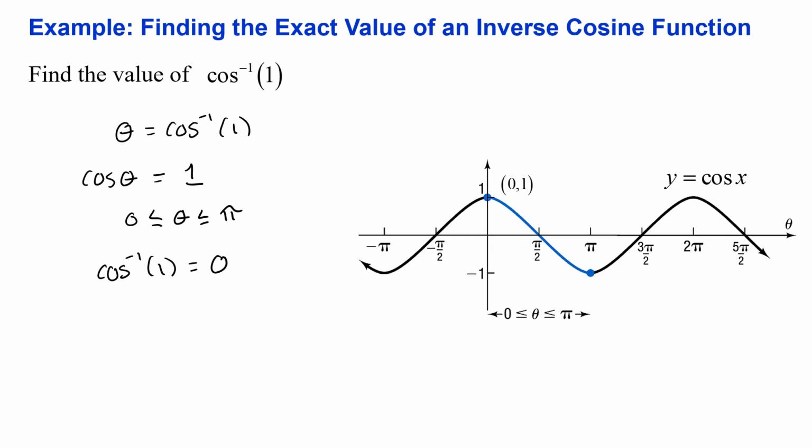And here we have graphed the cosine function in the viewing window for x between negative pi and 5 pi over 2 and y between -1 and 1. Recall that there are infinitely many values of theta for which cosine of theta equals 1, such as theta equals 0, plus or minus 2 pi, plus or minus 4 pi, and so on. However, based on the restricted cosine function that is 1 to 1, over the domain of 0 to pi inclusive, there's only one value of theta for which cosine equals 1, and that is theta equals 0. So there's only one output for the inverse cosine of 1, and thus inverse cosine of 1 equals 0.